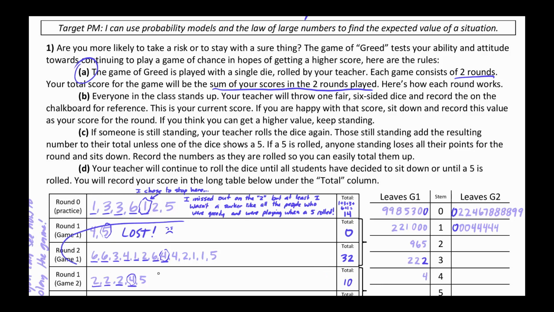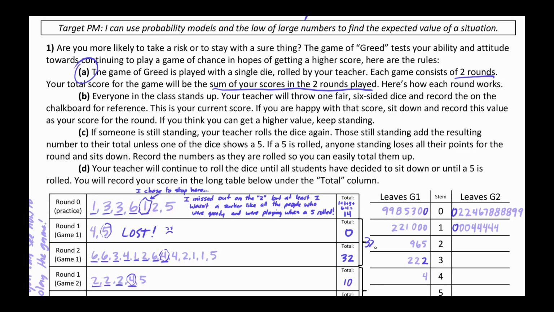We're going to play 2 real games right here in order to add up those scores and put them in a stem and leaf plot. In the example here, I have a 4 and a 5. Well, I stuck around and got a 5, so I lost in the end. My total score was a 0. But I still have the second half of the game, which is round 2. As I went, I rolled a 6, a 3, a 4, a 1, a 2, a 6, and then another 4. I chose to sit out here. I missed out on some of these rolls, but that's alright because I didn't lose everything by getting a 5. So my total for that second round was 32.